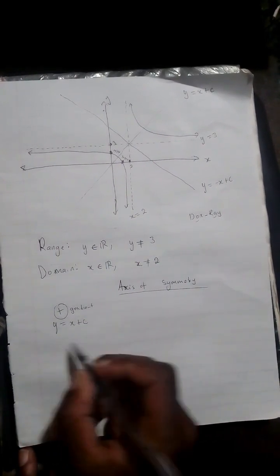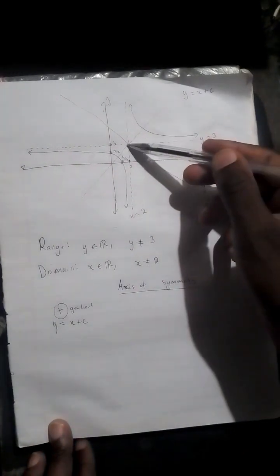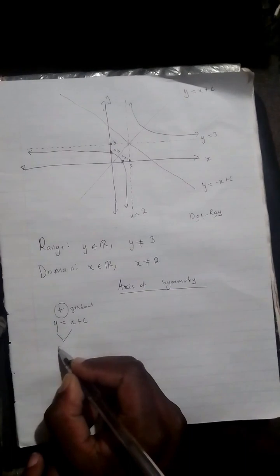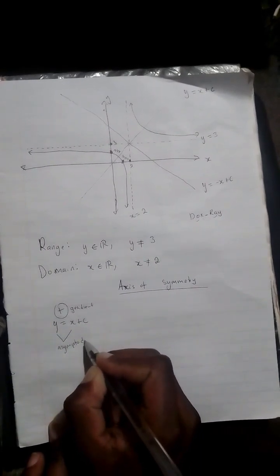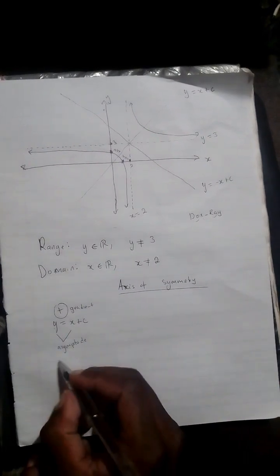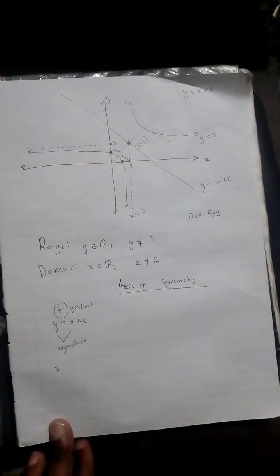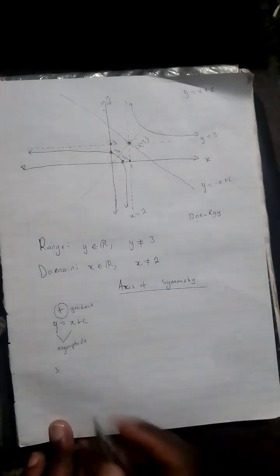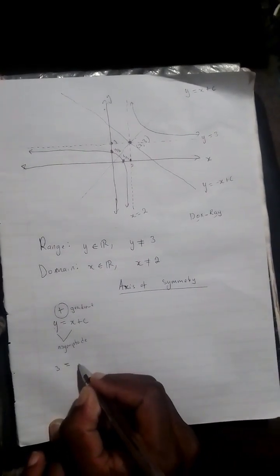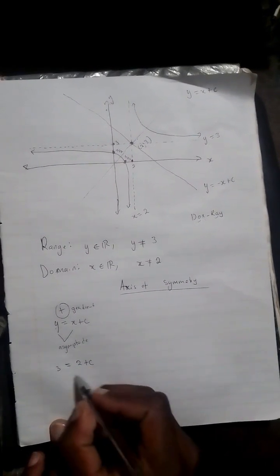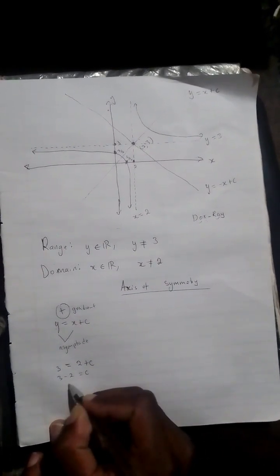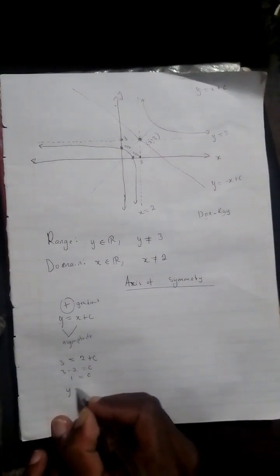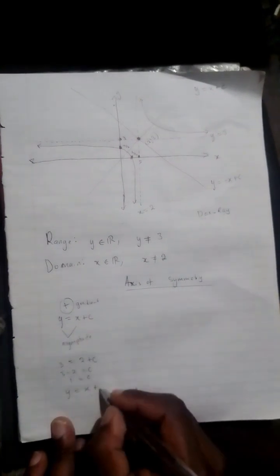So what about y and x? Since these two graphs pass through the intersection of the asymptotes, for y and x we are always going to use the asymptotes. The y value of the asymptote is 3. Basically it's this point here where they intersect. At this intersection, its x value is 2 and its y value is 3. So these graphs pass through this point, therefore we're going to use that point. So y equals 3, x equals 2. Then I solve for c, I take 2 to this side. 3 minus 2 is 1. Therefore the equation is y equals x plus 1.